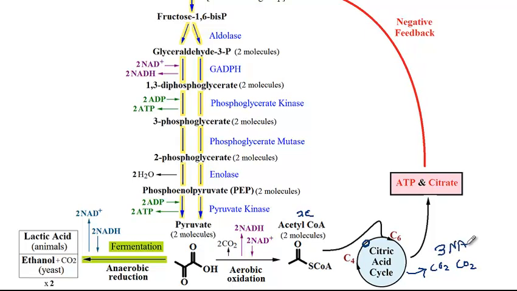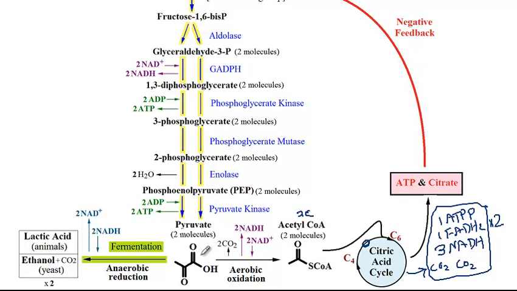3 NADH, 1 FADH2, and 1 ATP will be produced. But then since everything here is 2 molecules that we are going through, we have to multiply all these numbers by 2. Alright, so we will later on discuss the citric acid cycle in a little bit more detail, but for now let's focus on the fate of pyruvate.